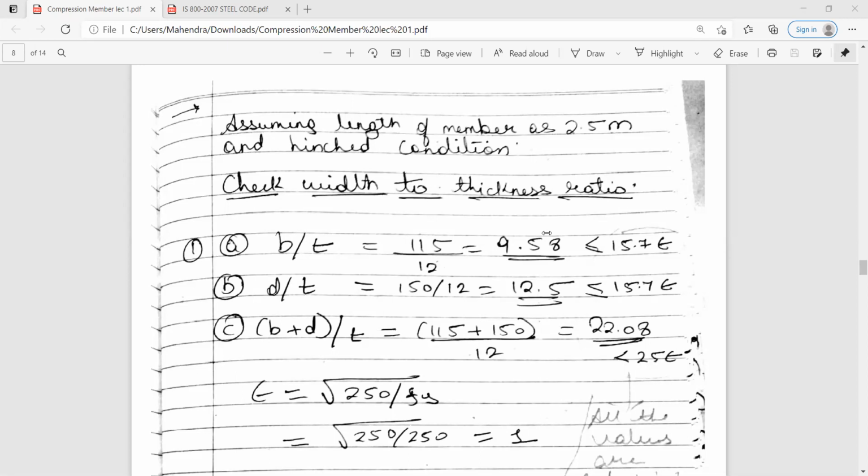So just substitute the value of epsilon in the given formula. So here you are going to satisfy this condition. Again D by T, that is depth upon thickness. So what is the depth of your angle section? It is 150. Thickness is 12. So the value comes up to be 12.5. Again it is less than 15.7. Then the next is B plus D by T. You are going to satisfy all these conditions, that should be less than 25 epsilon. So you get the value 22.08. It is less than 25. So you are going to satisfy all these 3 conditions.